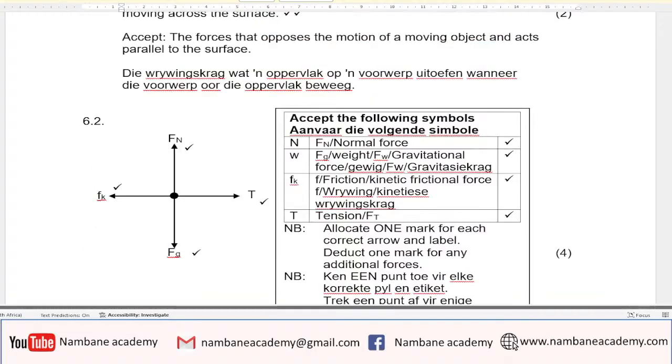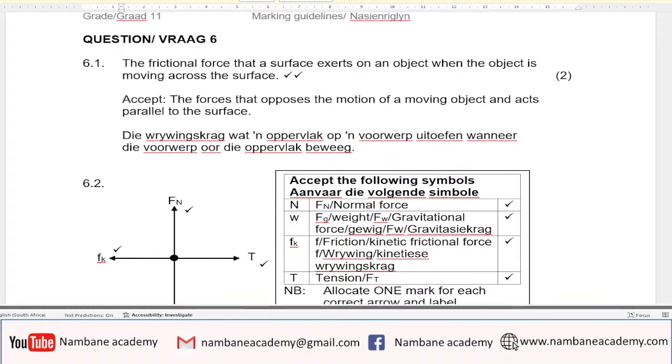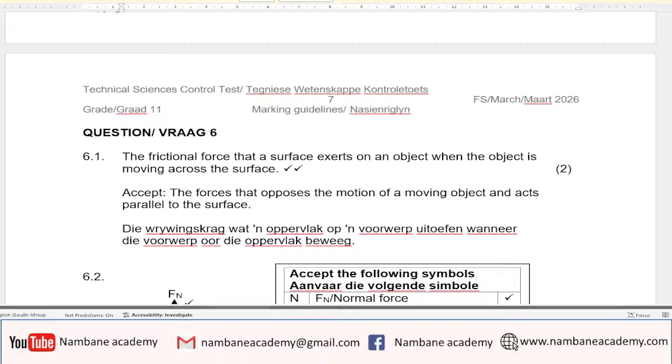Yes, meneer, maybe as a recommendation, we should focus on the definitions in the CAPS document for grade 11.